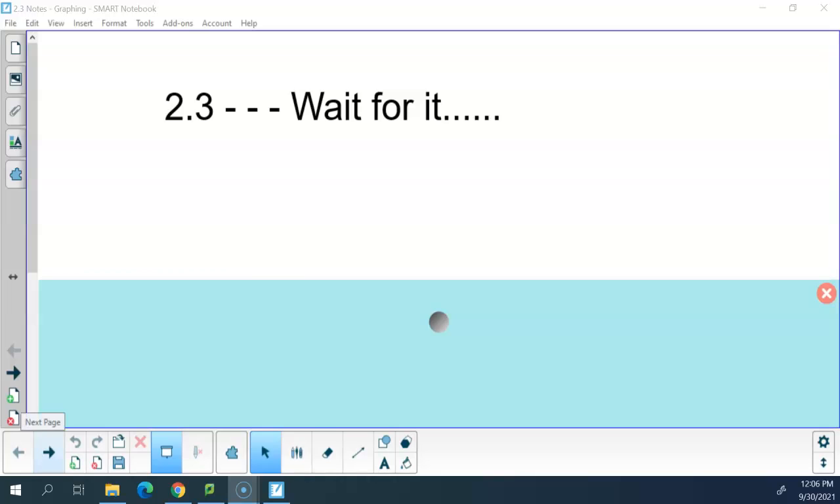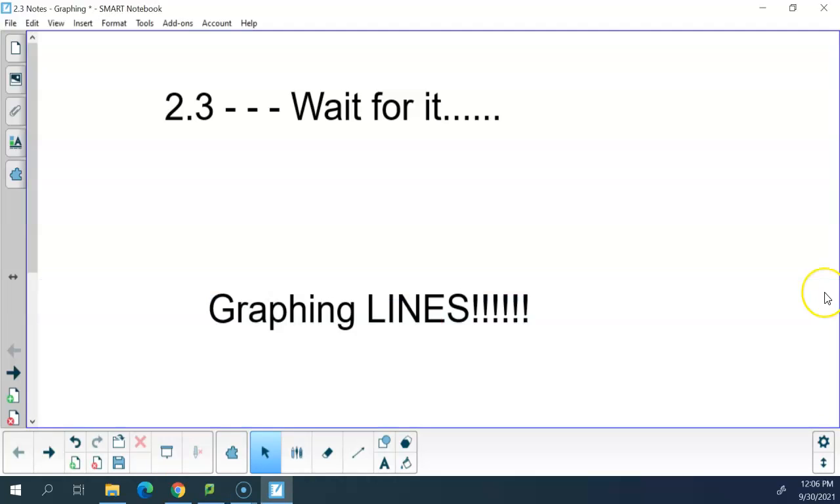So today we're going to handle section 2.3. Tomorrow you'll take a formative. Okay, your homework is due. And then Monday we'll pick up 2.4 with writing equations of lines and all that fun stuff. So today is graphing day.